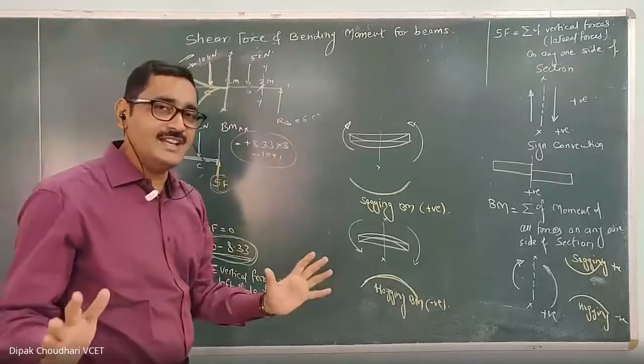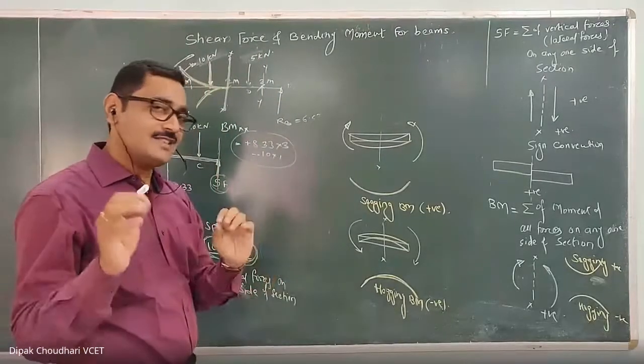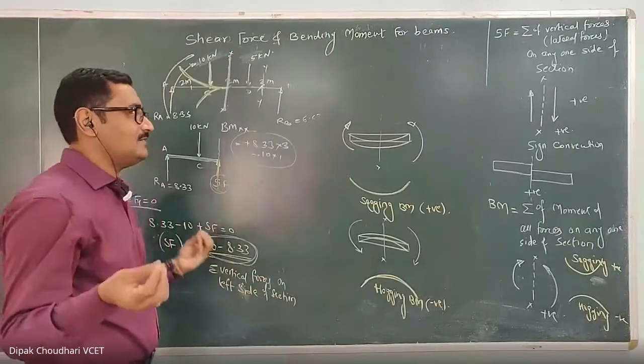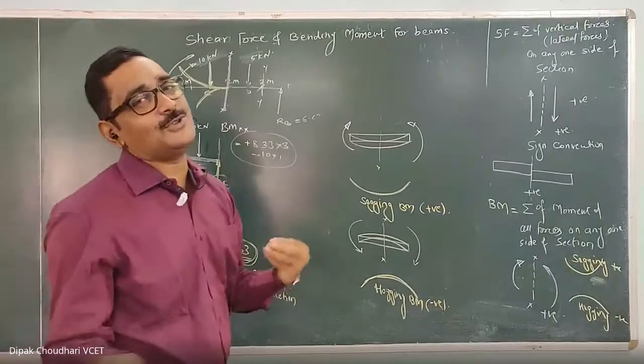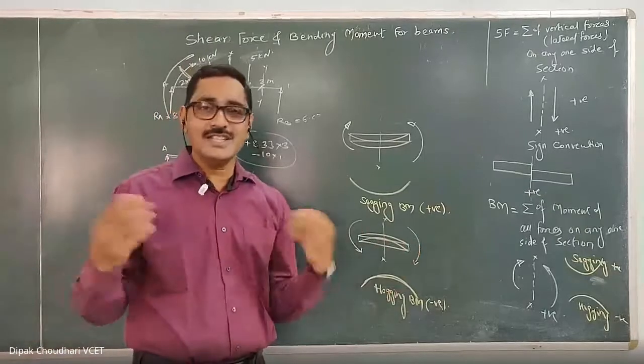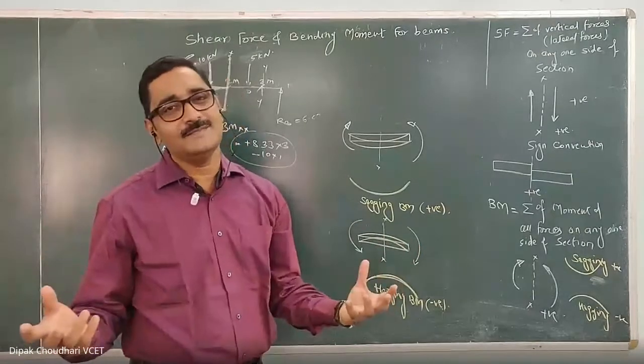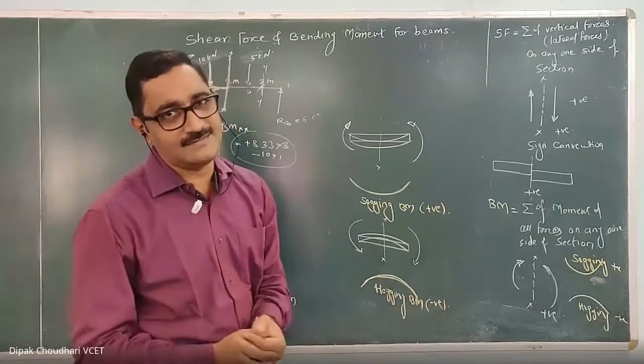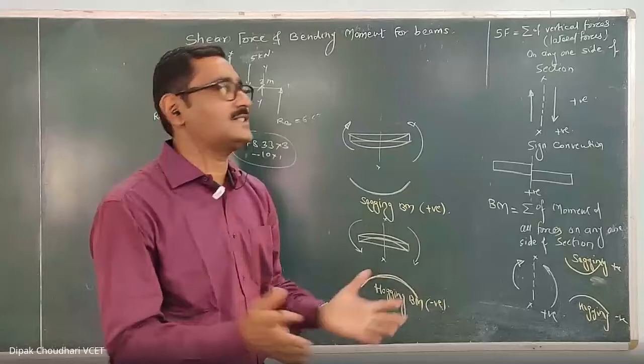You can take any one side. Here your answer is going to be the same. So you have the liberty to take the algebraic summation of the forces on any one side, and you can take the side which is easy to calculate. It is just the algebraic summation of the forces on any side of that section.